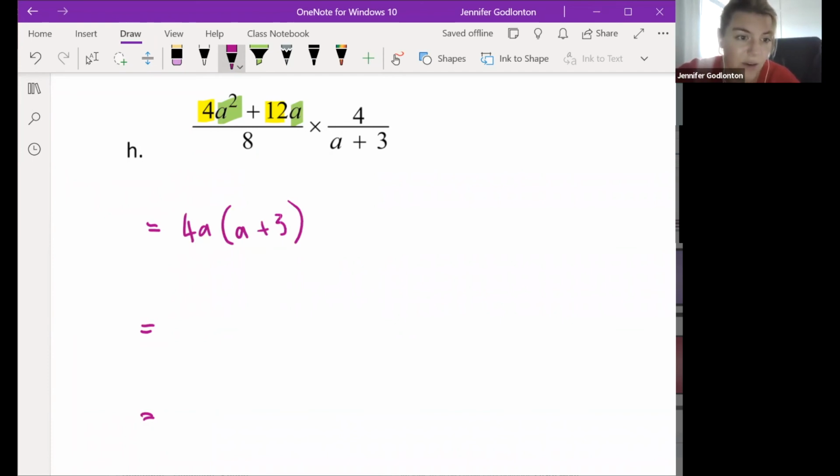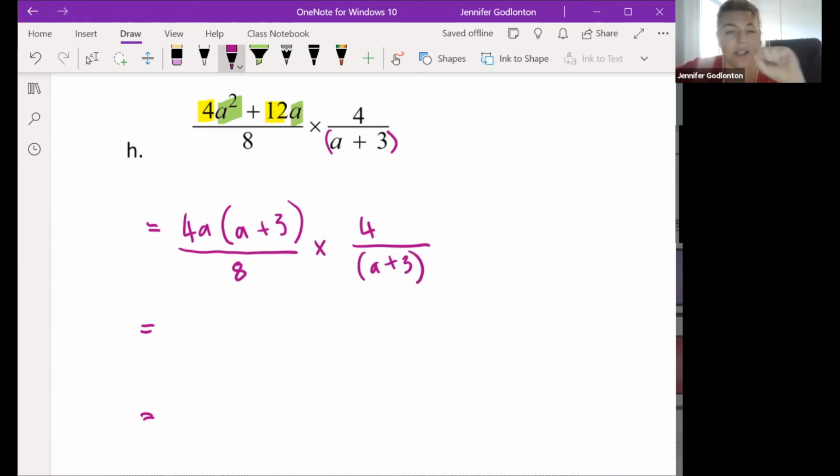Okay, so that's just my numerator up there. That's all over 8 times by 4 over, and I'm going to put this in a bracket because I can't factorize it, a plus 3. For the question that came in with the direct message, we only flip the second fraction if this is a divide sign. If that is a divide sign, then we absolutely change it to a times and we flip the fraction. I'll make sure we do a divide one next.